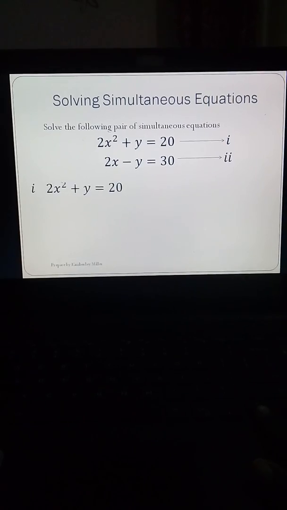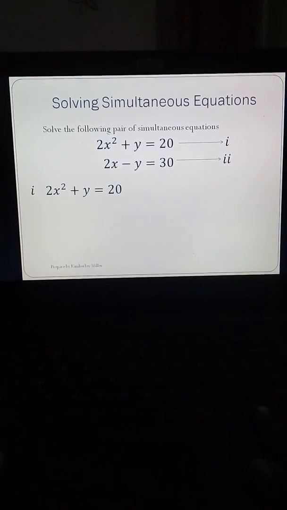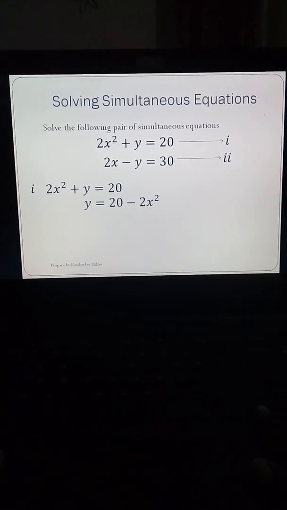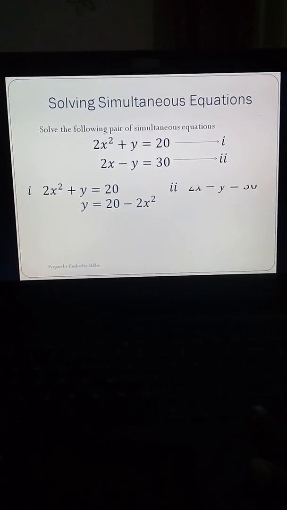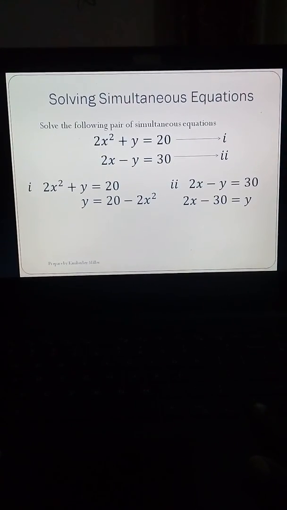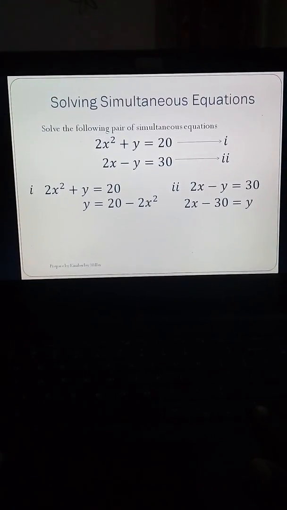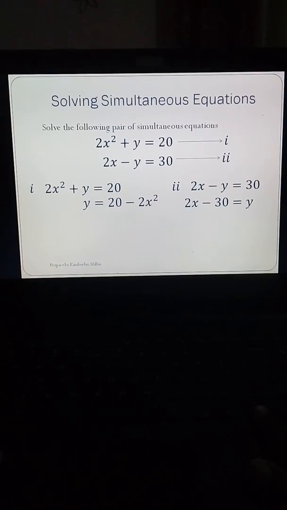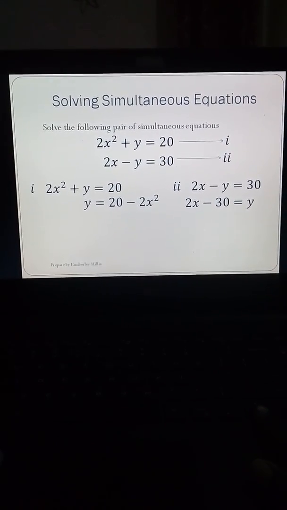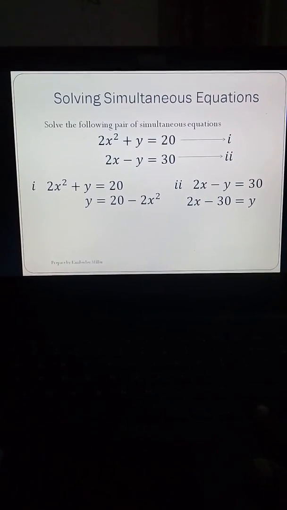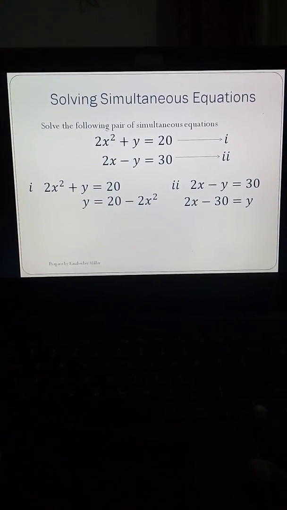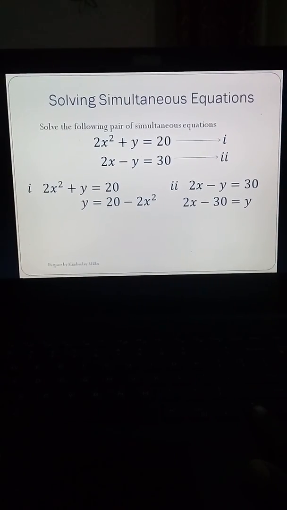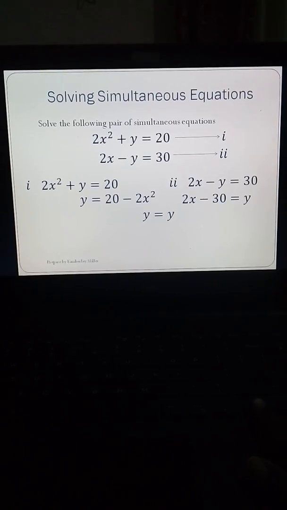First take equation 1. You're going to make y the subject of the formula. We are going to do the same for equation 2. Make y the subject of the formula. We do this because both y's have a coefficient of 1. In the first, y has a coefficient of positive 1, and in the second equation, y has a coefficient of negative 1. So we know that y is equal to y.